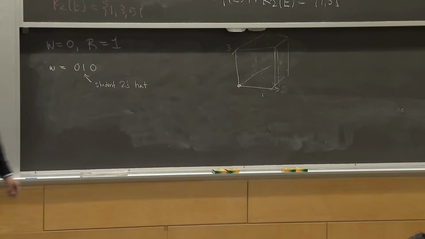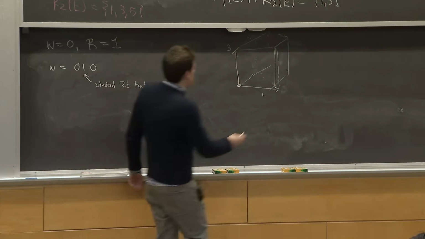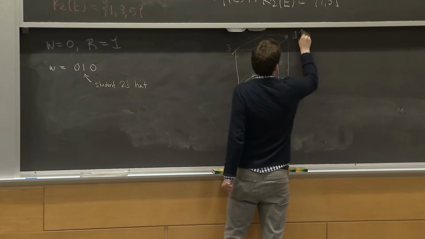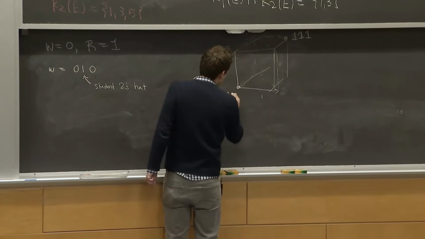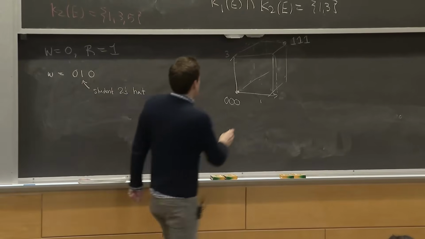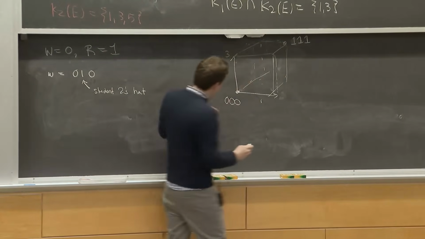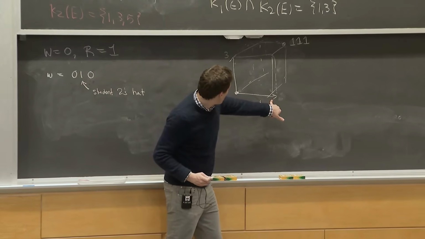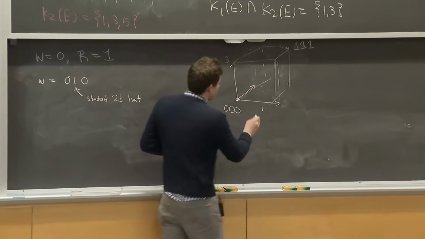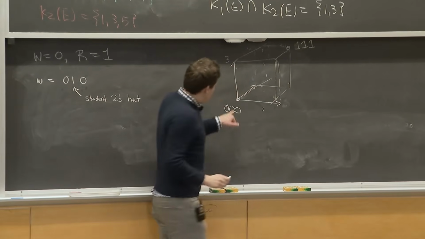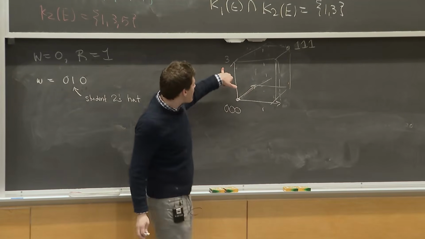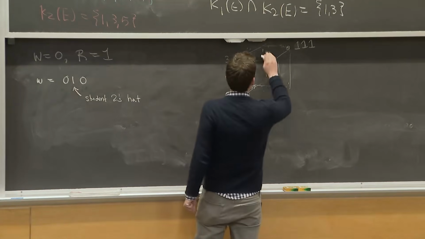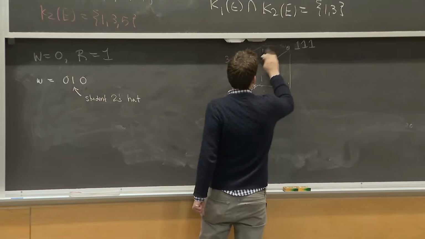Okay. So this is state 1, 1, 1. This is state 0, 0, 0. And as we move on this axis, we increase component 1 by 1. As we move along this axis, we increase component 2 by 1. And as we move along this axis, we increase component 3 by 1. Okay, I think there we go.